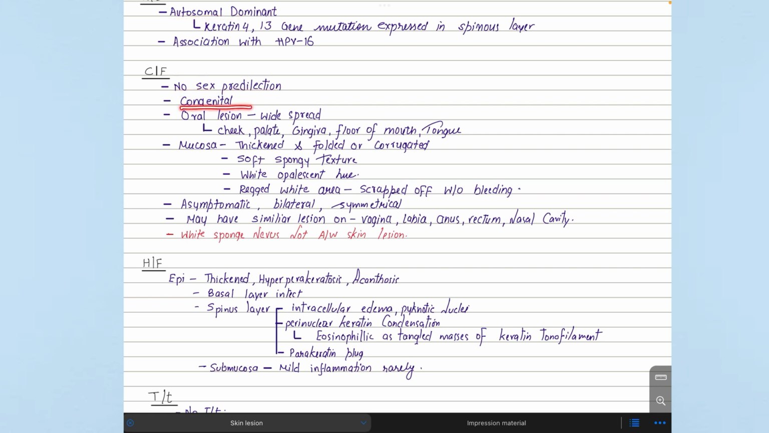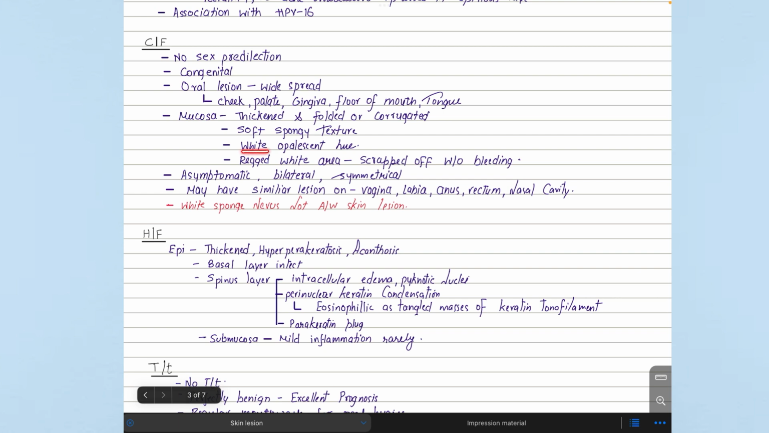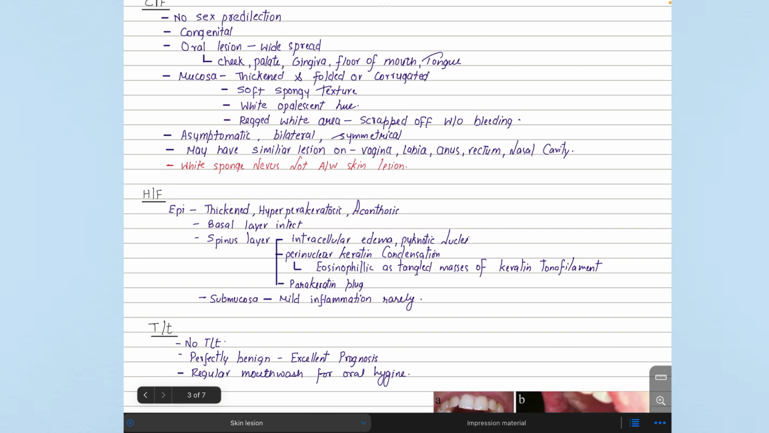It is congenital. In the oral cavity, you'll see a widespread whitish lesion involving the cheek, palate, gingiva, floor of the mouth, and sometimes the tongue. In the mucosa, it will appear thickened, very thick, folded, or sometimes corrugated. Corrugated seems like dry, cracked mud. It has a soft, spongy texture and is white in color. It is a ragged white area which can be scraped off without any bleeding. When you scrape it off, there'll be no bleeding.